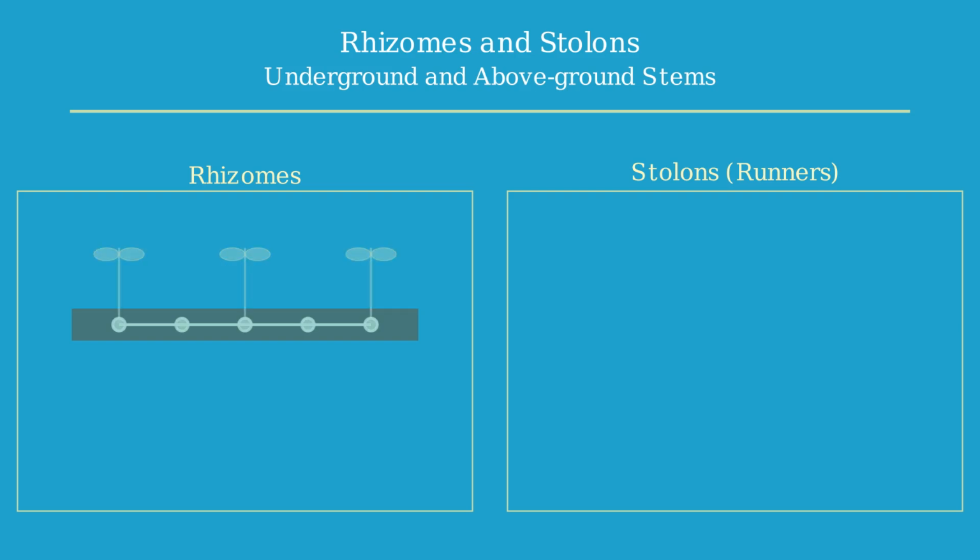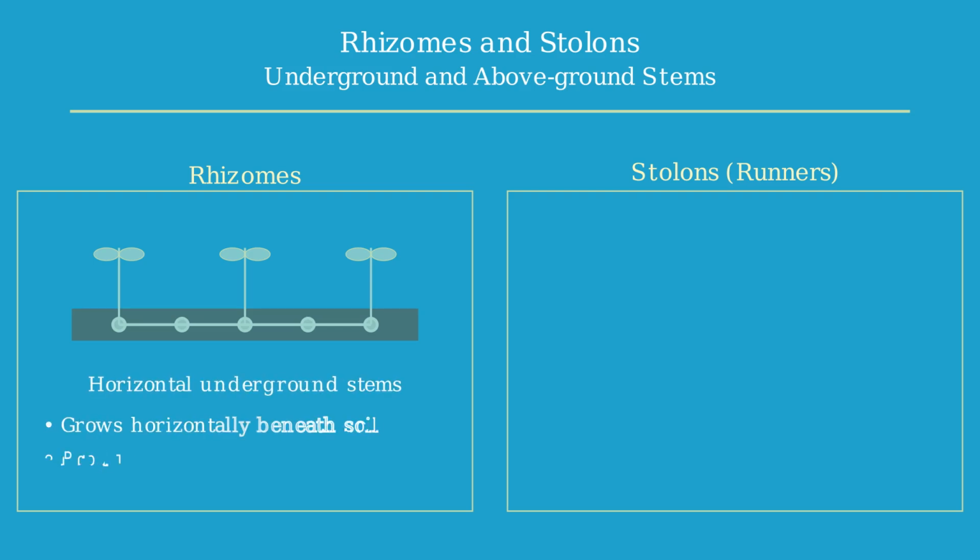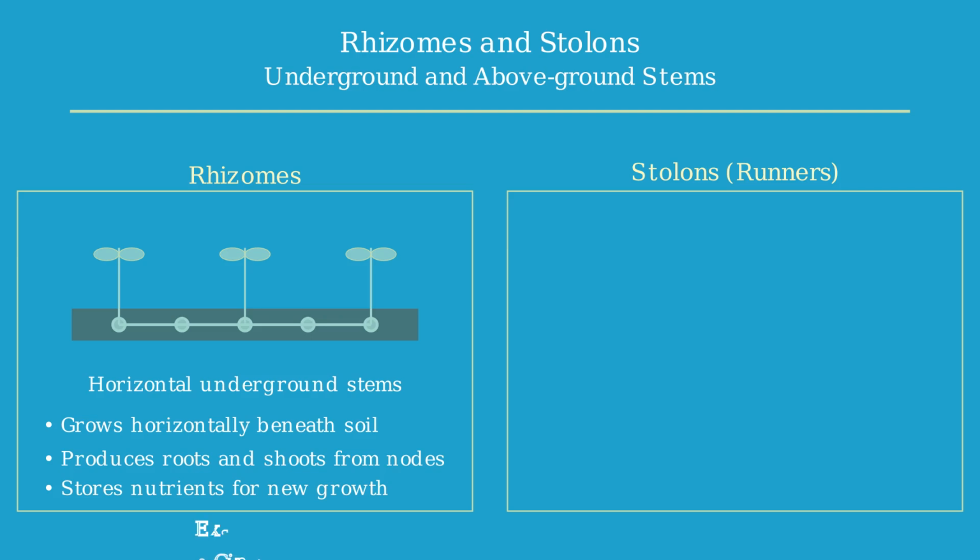They produce roots below and shoots above from nodes along their length, allowing the plant to spread laterally. Rhizomes serve multiple functions. They help plants propagate vegetatively, store nutrients, and survive harsh conditions like winter or drought. Common examples of plants with rhizomes include ginger, iris, and bamboo, which can spread rapidly through this method.